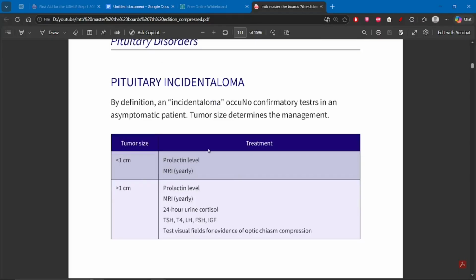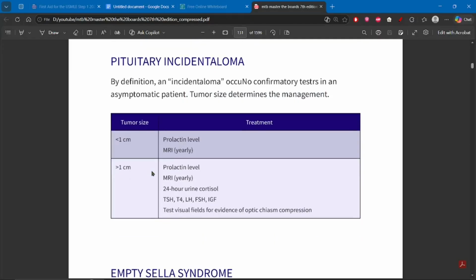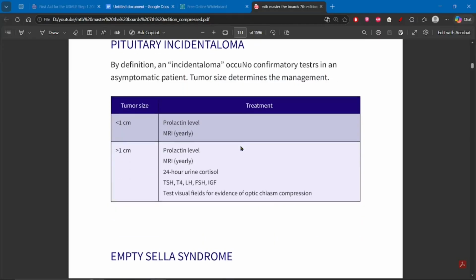Now, how do we manage this patient? The management depends upon the tumor size. If the tumor size is less than 1 centimeter, we check prolactin levels and we do a yearly MRI. Why do we check prolactin? Because the most common one is prolactinoma. So we check prolactin levels just in case, because the most common type is prolactinoma, and we do a yearly MRI.